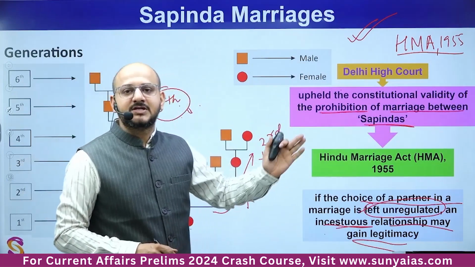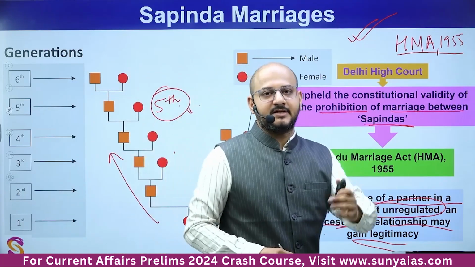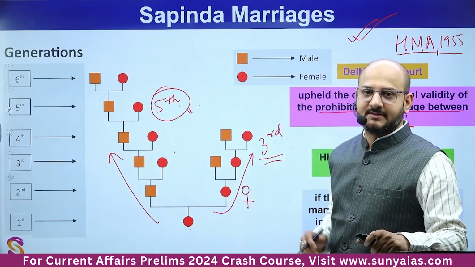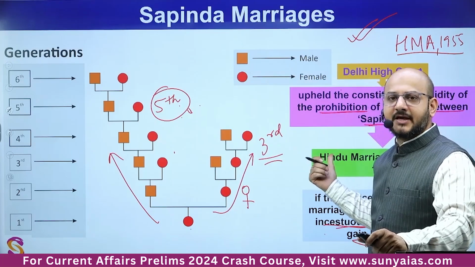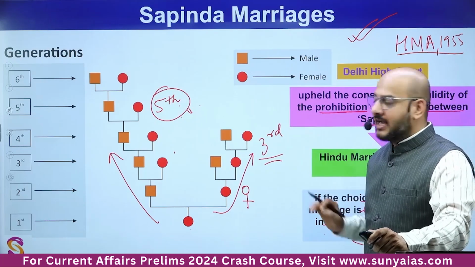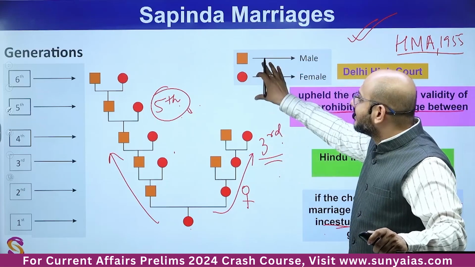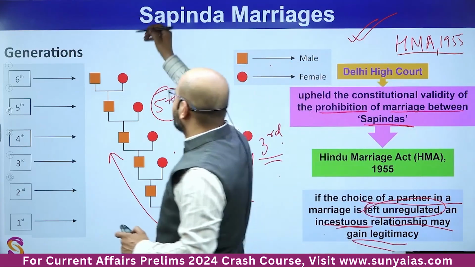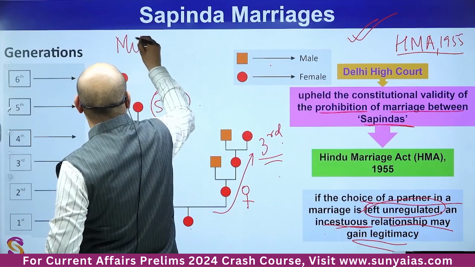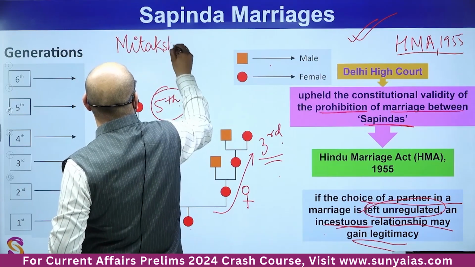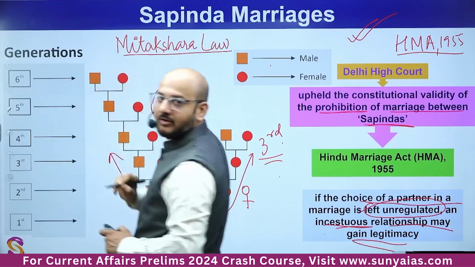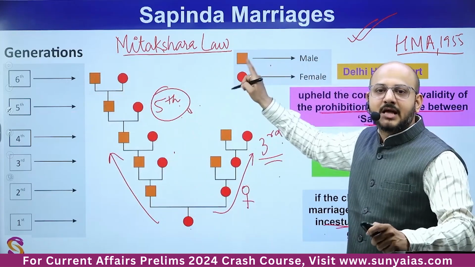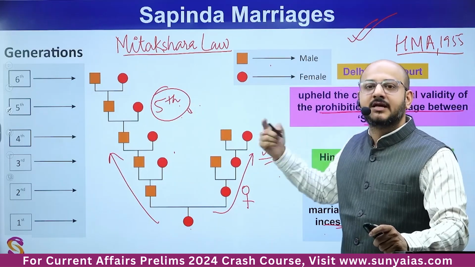This example is very good as a case study for anthropology students, to see what judgment has been given by the Delhi High Court, as well as for sociology optionals. And this kind of question, because it is related to the law, Mitakshara law, was asked by the UPSC. Mitakshara law. So ये भी क्वेश्चन आ सकता है. Sapinda marriage, Hindu Marriage Act, a lot of things are in the news because of that.